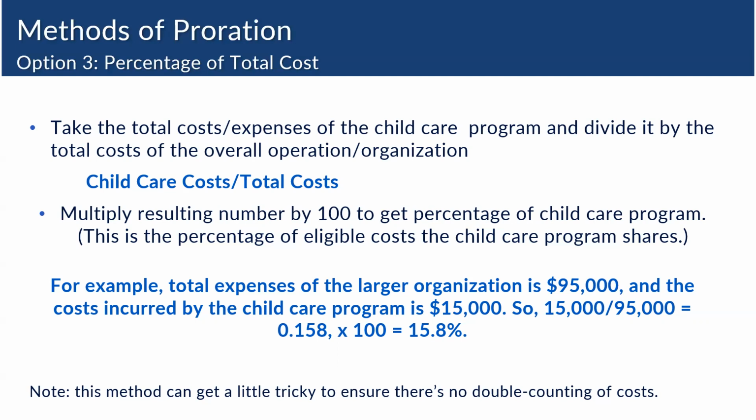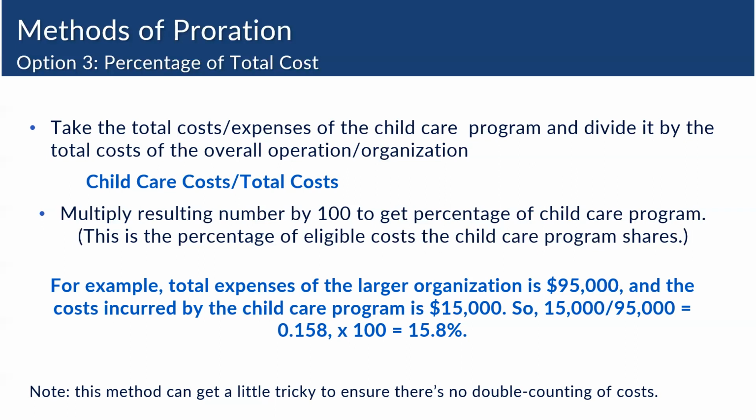Say you spend $15,000 on your childcare program and you spend $95,000 overall. You will divide 15,000 by 95,000. Your result is 0.158. Multiply that number by 100 to get the percentage, 15.8. This means that 15.8% of your shared expenses will be eligible.